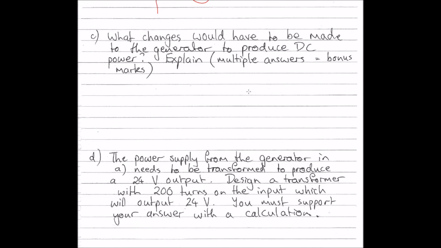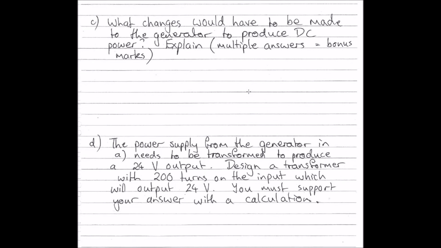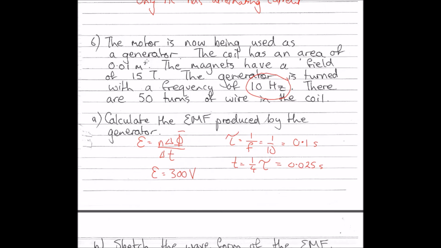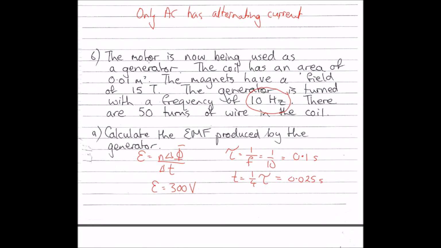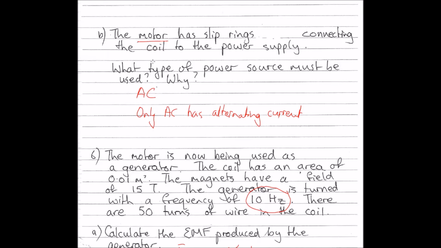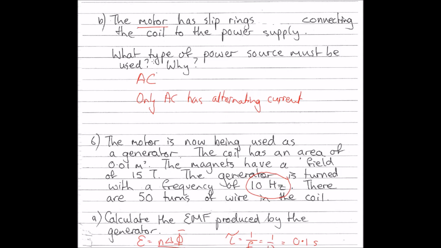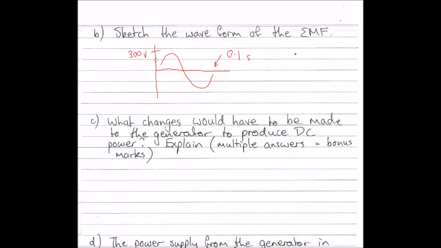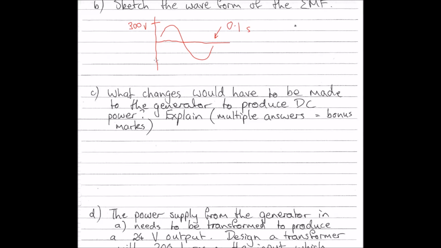Okay, what changes would have to be made to the generator to produce DC? Now, it's an AC generator. We've just been told that. Because the motor that we've used previously has slip rings, so it's being used as an AC generator, and also AC is the normal product of a generator. So in order to do that, what we would need is a commutator or slip rings.